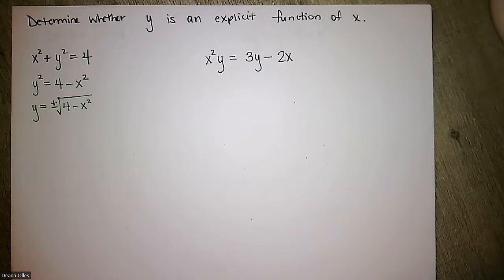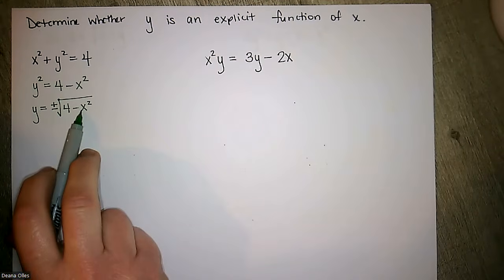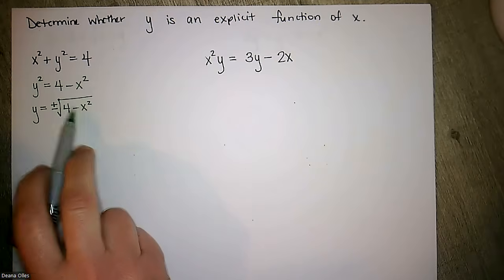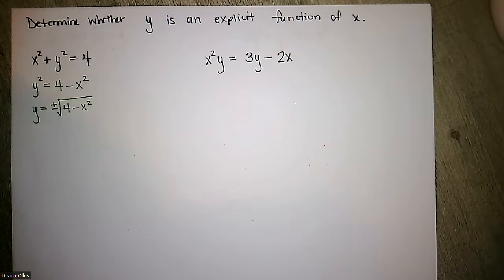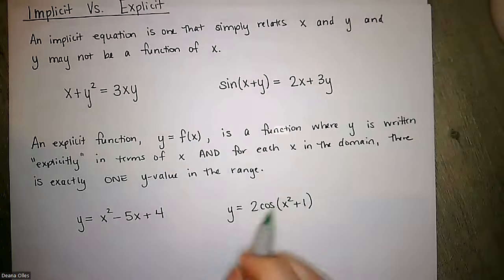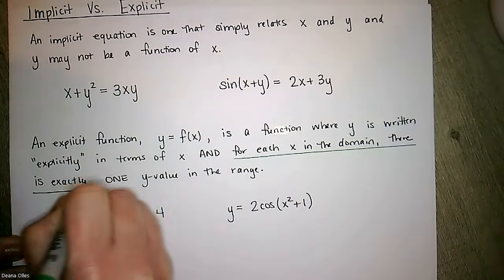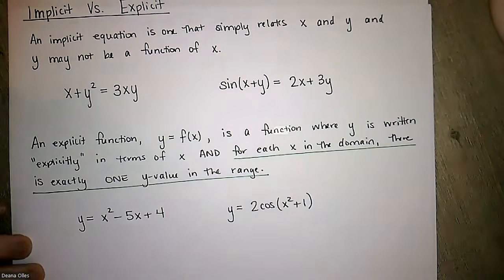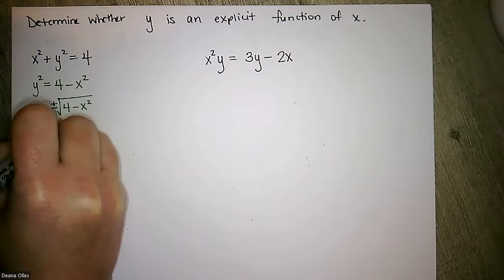The reason why I cannot say that y can be written explicitly in terms of x is because here, if I plug in an x value other than 2, I'm going to get a positive value and a negative value, which means I'll get 2 y values for every x other than 2 or negative 2. So that breaks this rule that for each x in the domain, there is exactly 1 y value in the range. That won't happen here. I'll get 2 y values in the range. So y is not an explicit function of x.